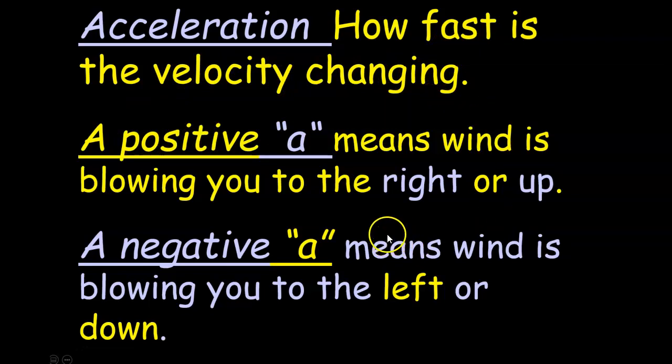Okay, so a positive A means the wind is blowing you to the right or up. And then a negative A means that wind is blowing you to the left or down. Okay, so it's this force behind the object. And so if the wind is blowing to the right or up, then positive A, positive acceleration, and blowing to the left or down, negative acceleration.